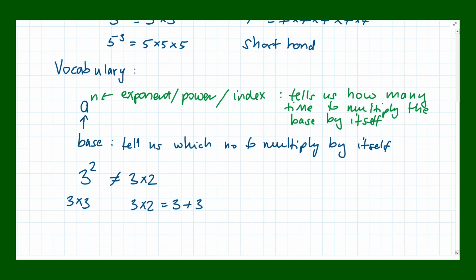With the 3 times 2, it doesn't really make much of a difference, but if you look at 3 times 5, now that would mean 3 plus 3 plus 3 plus 3 plus 3. So you're adding the 3 together 5 times. Again, you can see the power of this shorthand notation. So again, be careful. If we write something differently in mathematics, it will mean something different.